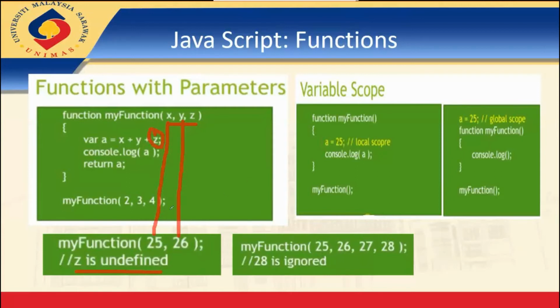Another scenario: if the function accepts three parameters, but we send four. So the first will go to first, second will go to second, third will go to third. What will happen? The fourth one will simply be ignored, no issue.